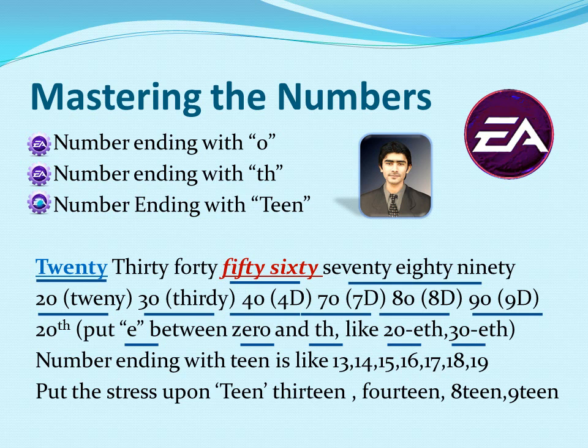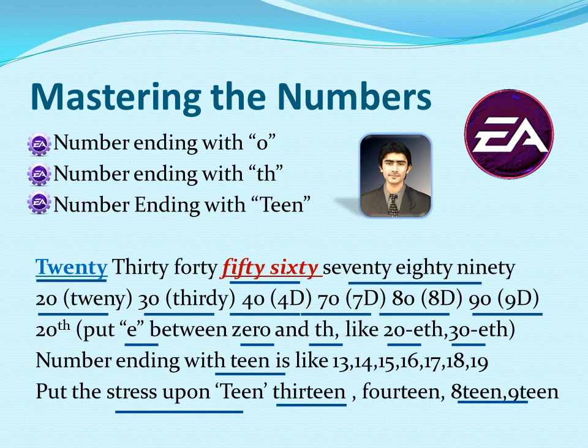So the last tip that I'm going to tell you in this slide is for numbers that end with teen. Over here, any number that ends with teen, we should put stress on the last teen, like 14, 13, 15, 16, 17, 18. So that was a tip for those. When you pronounce a number that ends with teen, put stress. If you pronounce any number that ends with th, we should say eth, like 20th, 30th.